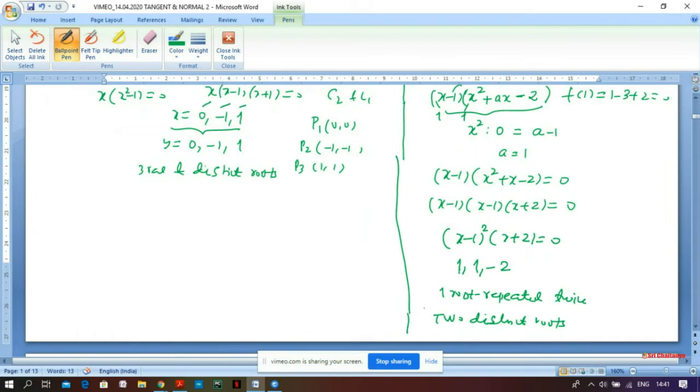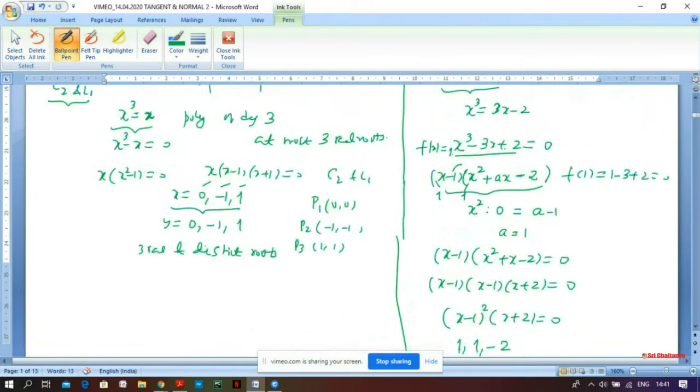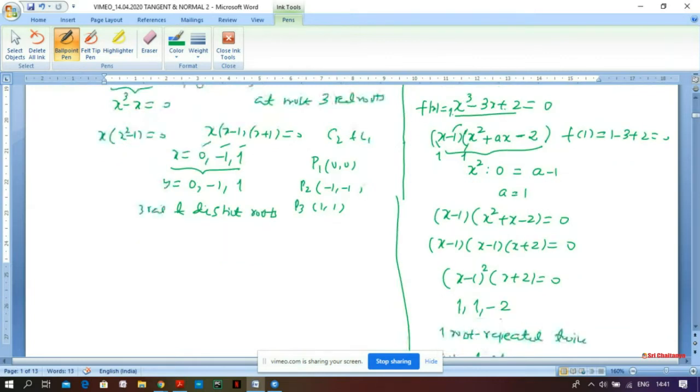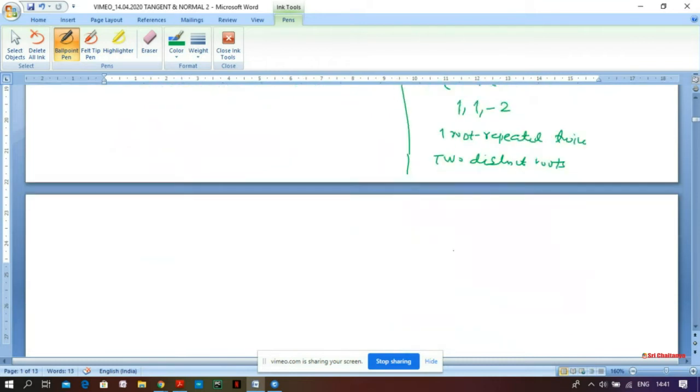So still the polynomial is third degree, x cube, but now the nature of the roots is different and you are getting 1, 1, negative 2. Now if you plot it, this will tell you, if I were to draw this diagram, that here it is the curve y equal to x cube and x equal to 1.